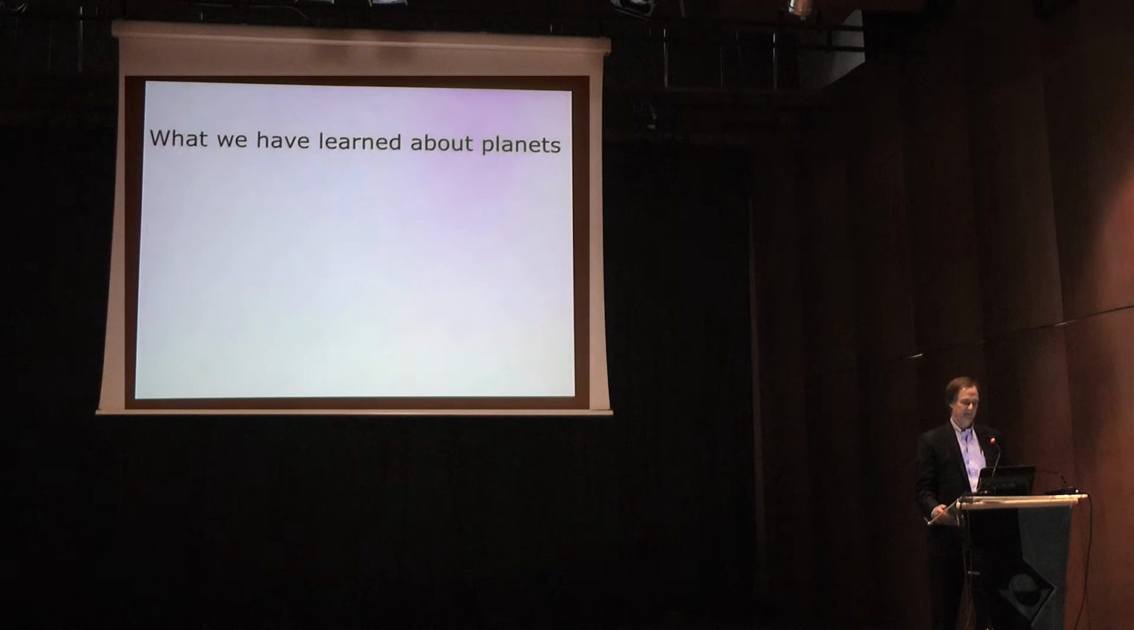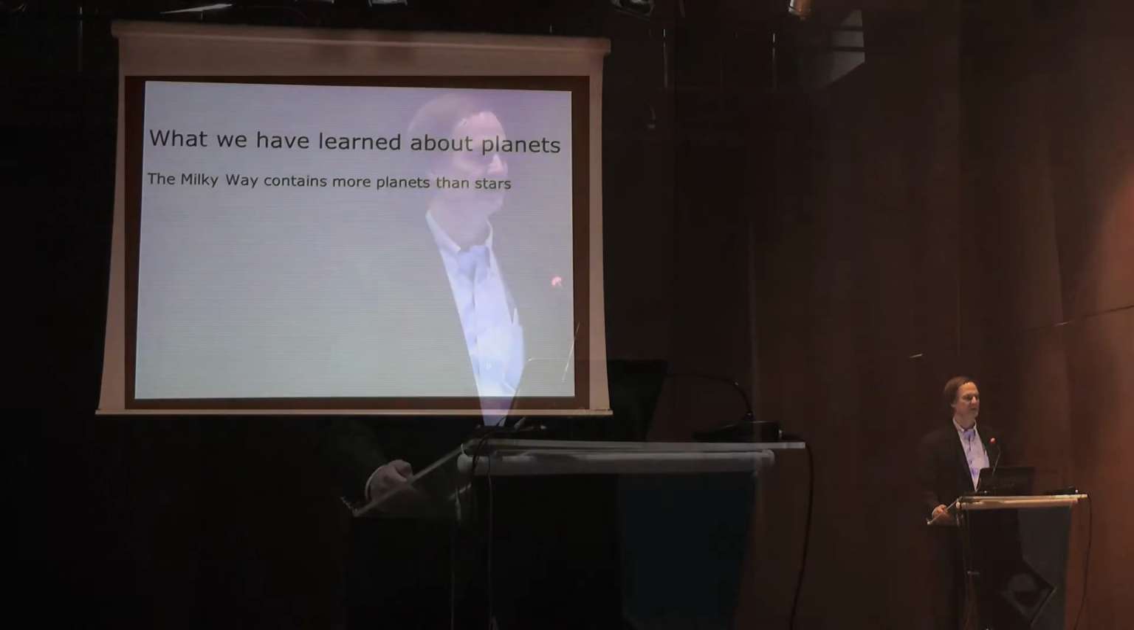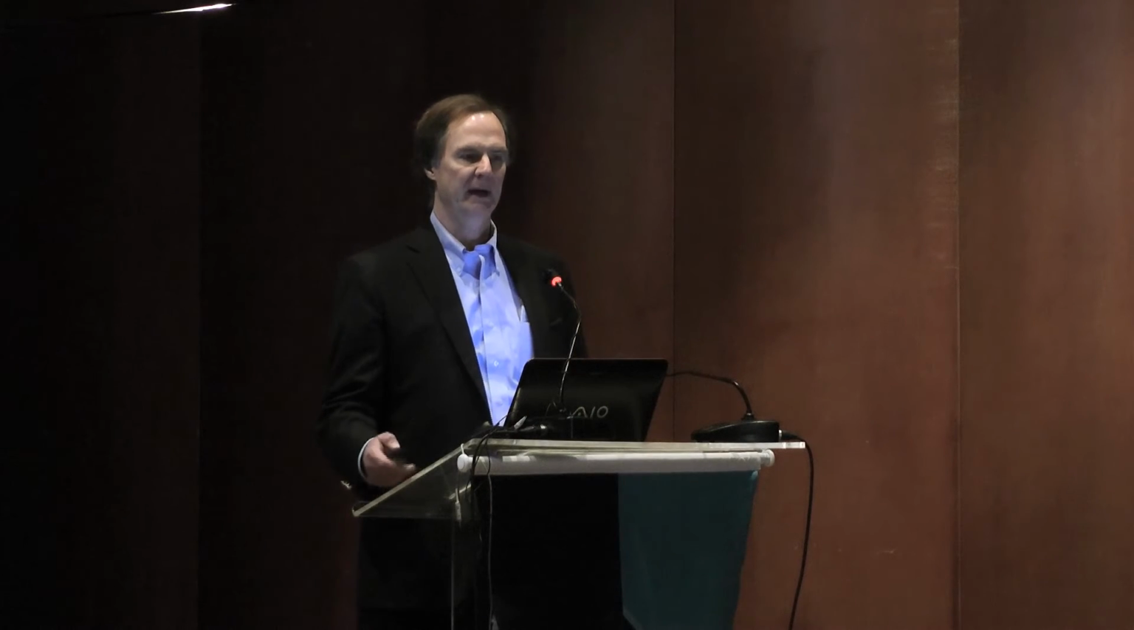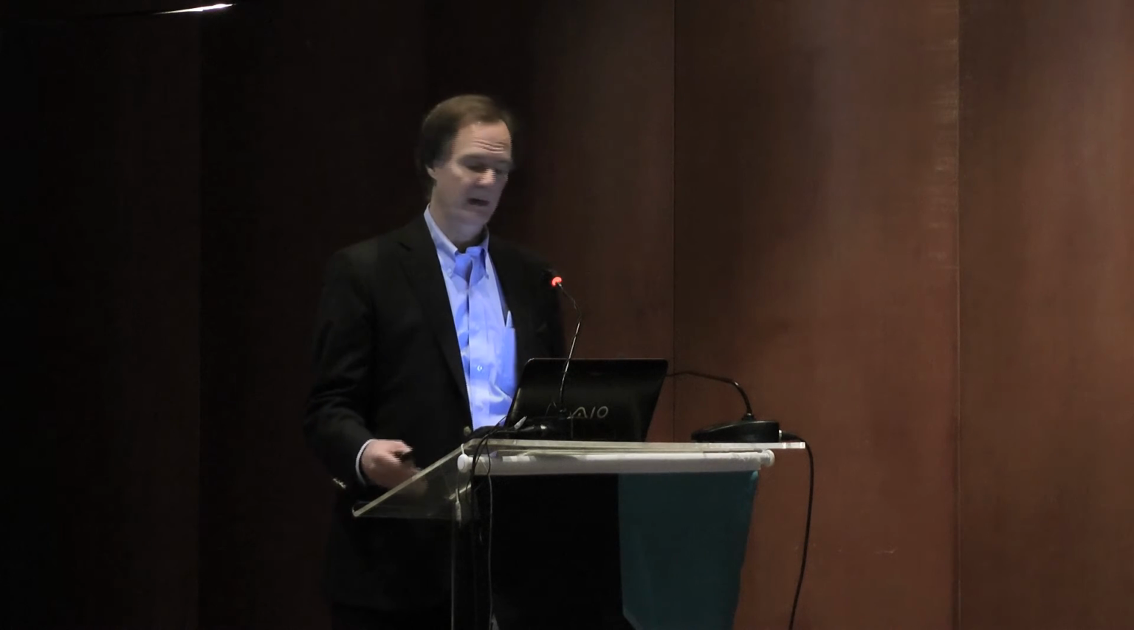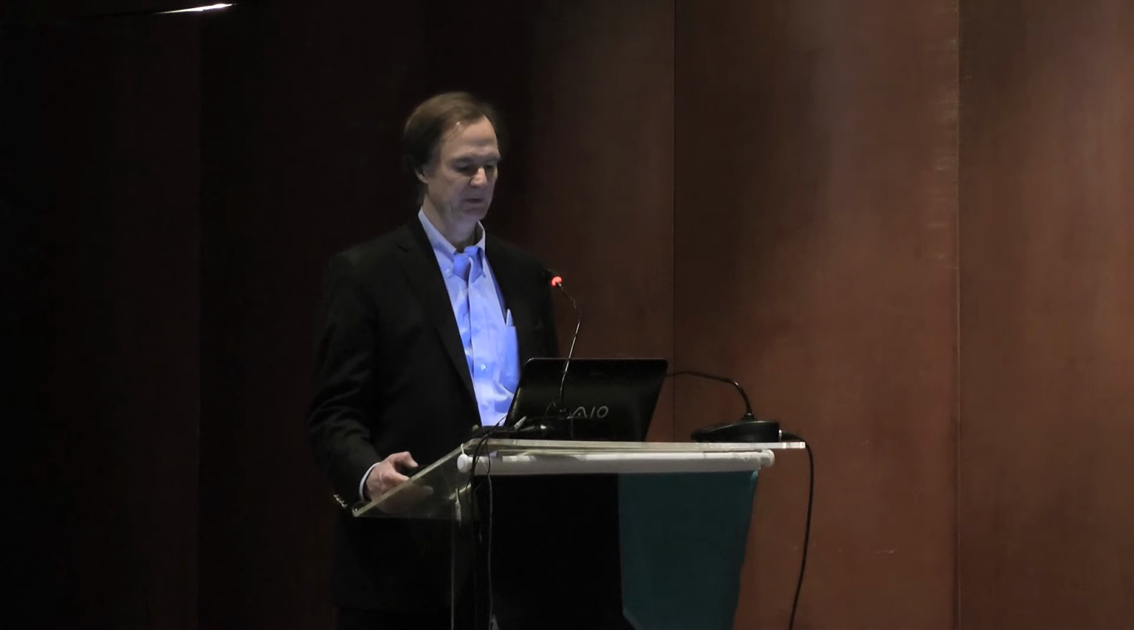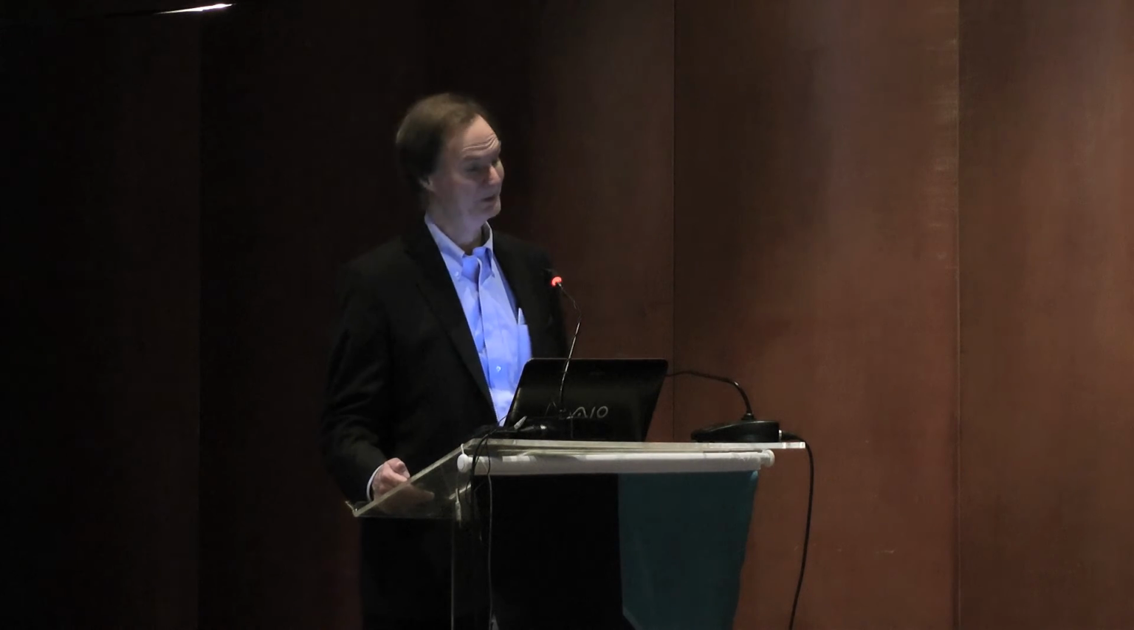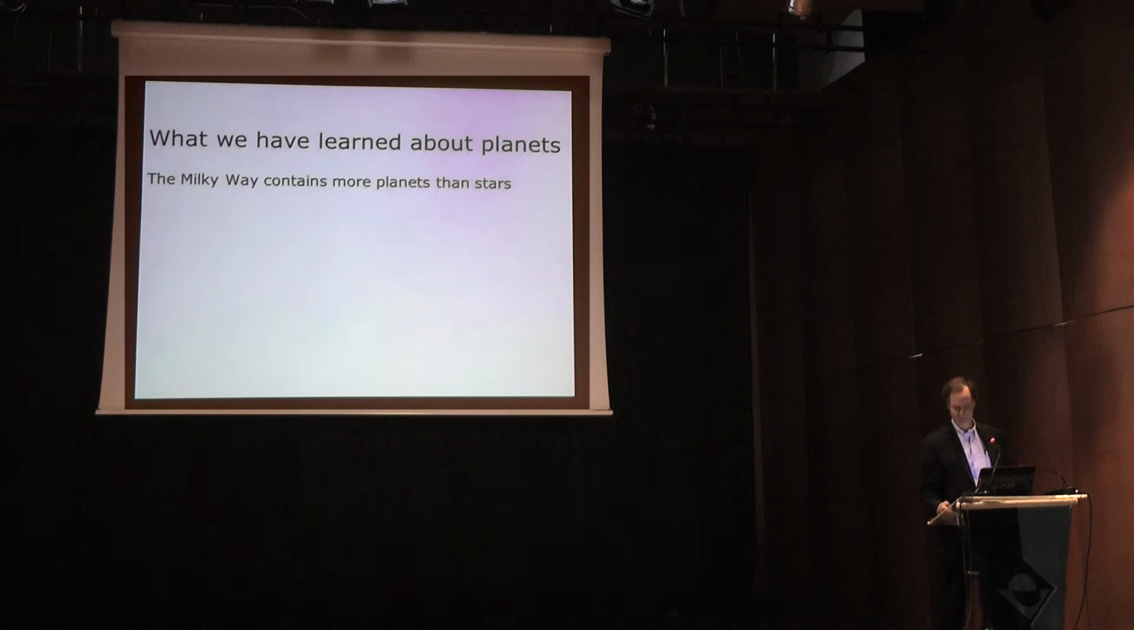What have we learned about planets? Well, in summary, our Milky Way galaxy is teeming with planets. Kepler has found more than 1,000. We know in total nearly 2,000. And just by extrapolating from the rate of discovery and the amount that we've searched, we've concluded that the Milky Way galaxy contains more planets than stars. And it contains, as you know, billions and billions of stars.